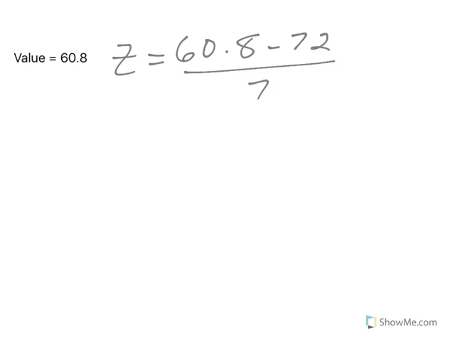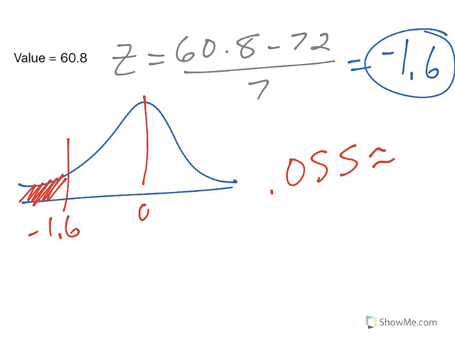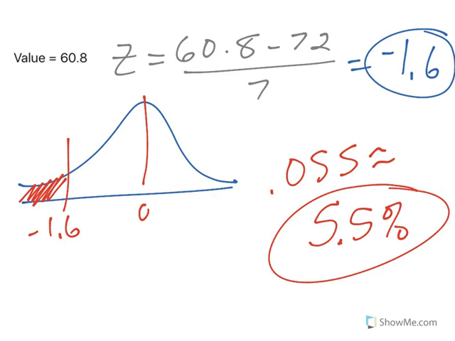The second one, a value of 60.8. Well, again, z-score is the value minus the mean divided by the standard deviation, and I end up with a z-score of negative 1.6. Comes out nicely to 1 decimal, so that's golden. When I look at this, again, my z-score of 0 is in the middle, so a negative 1.6 is to the left. To find the percentile, I look at the area to the left, 0.055, change that to a percent, and we are at approximately 5.5%.